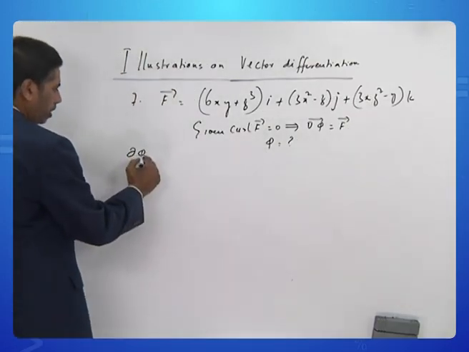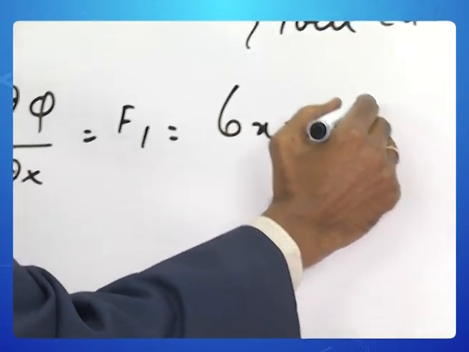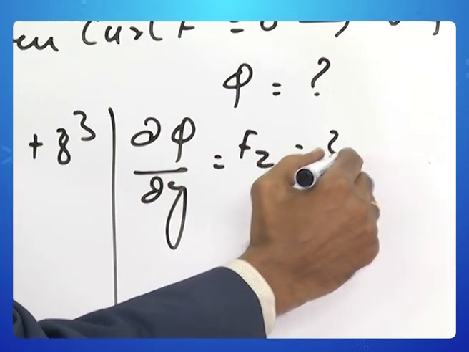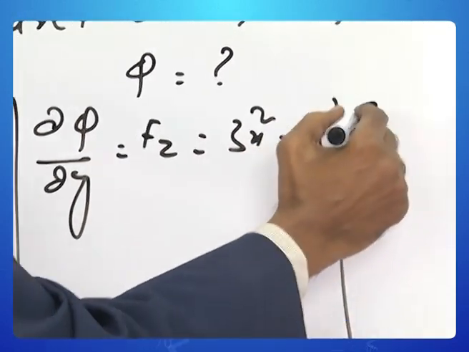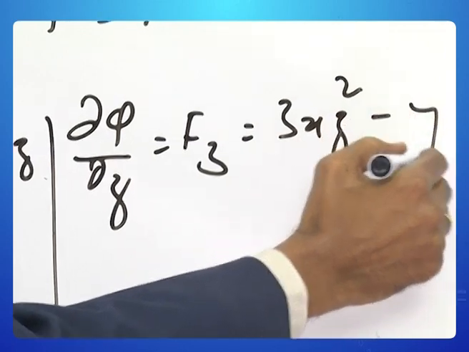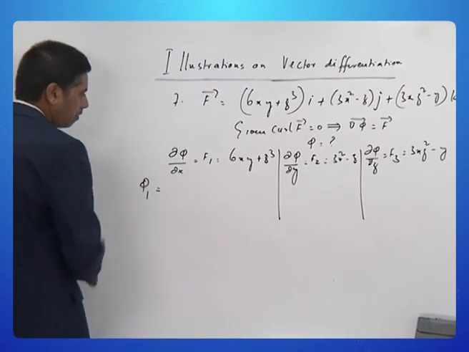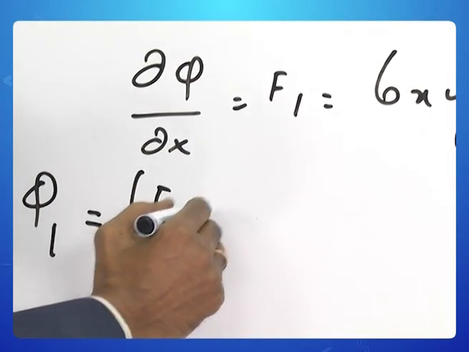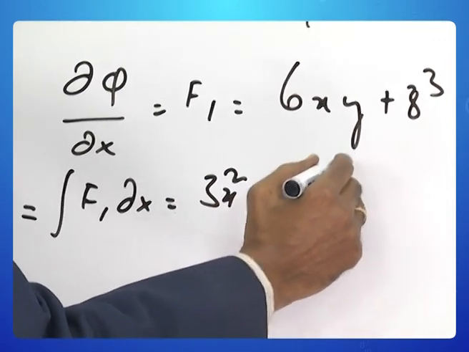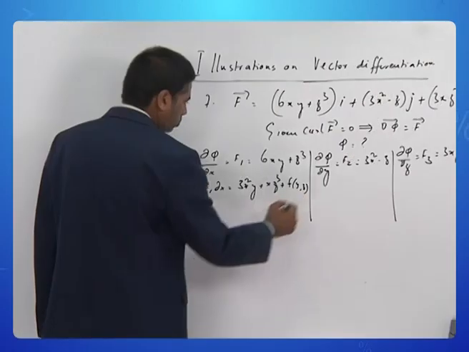So dou phi by dou x is equal to the first component of the field, that is 6xy plus z cube. Dou phi by dou y is equal to the second component, which is 3x squared minus z. And dou phi by dou z is equal to the third component, f3, which is 3xz squared minus y. Such a problem was already solved earlier. So phi 1, we'll call it, is the partial integration of f1 with respect to x, and you will get 3x square y plus xz cube plus a function of y and z, because y and z are constants of integration.